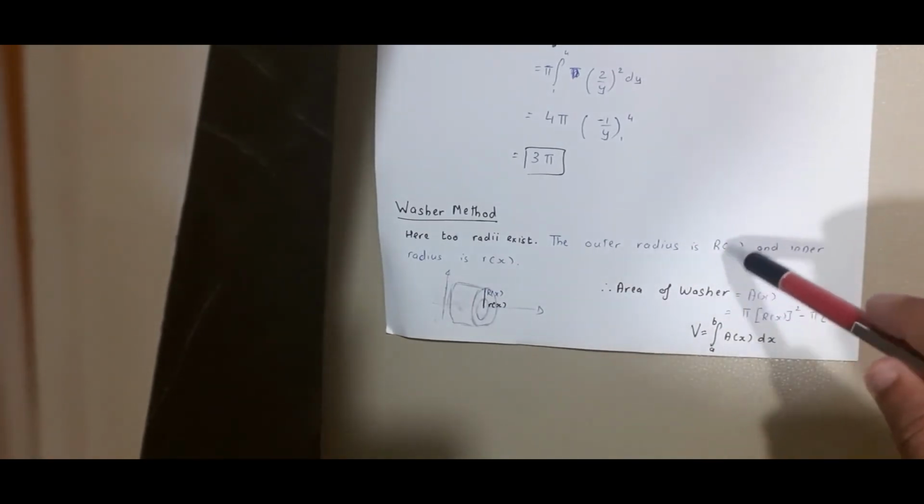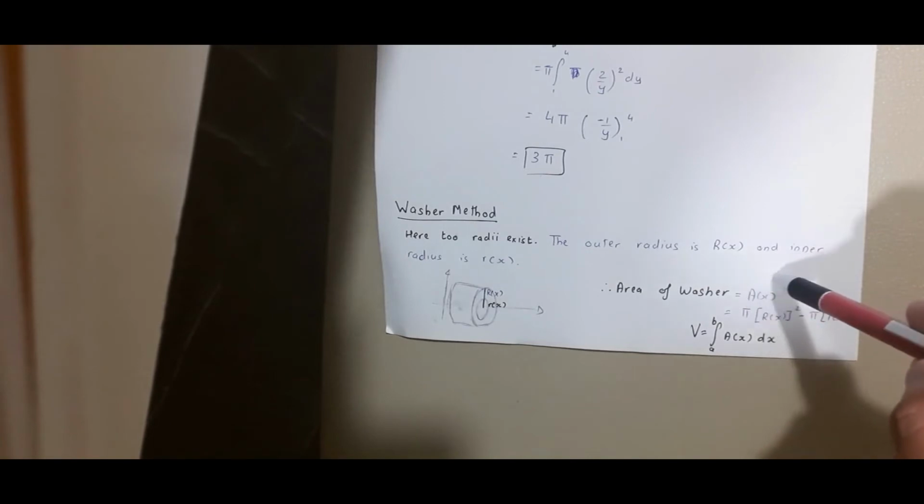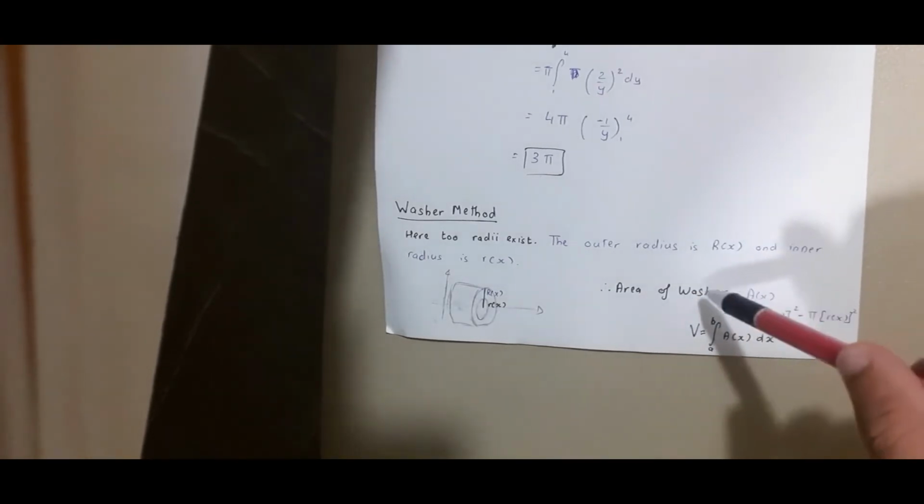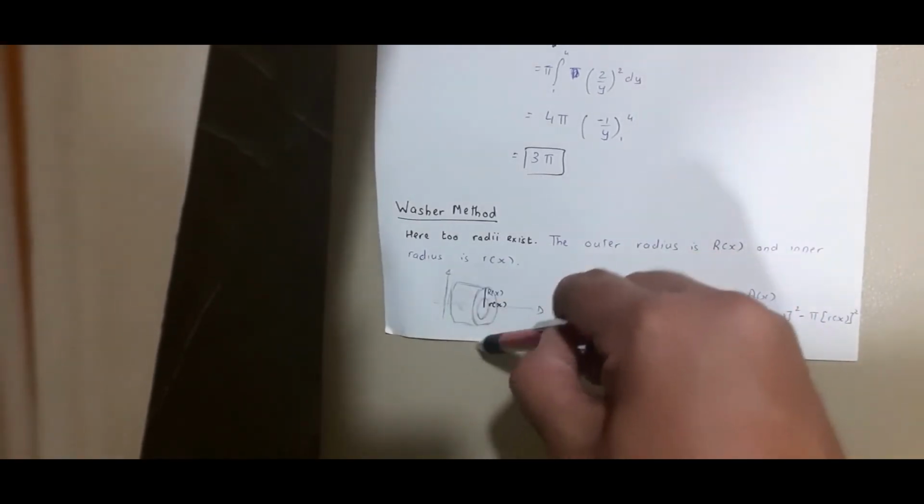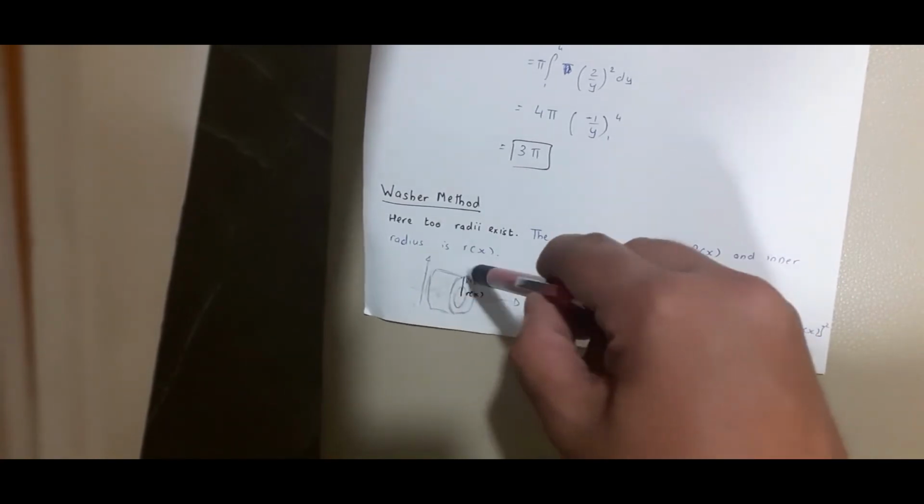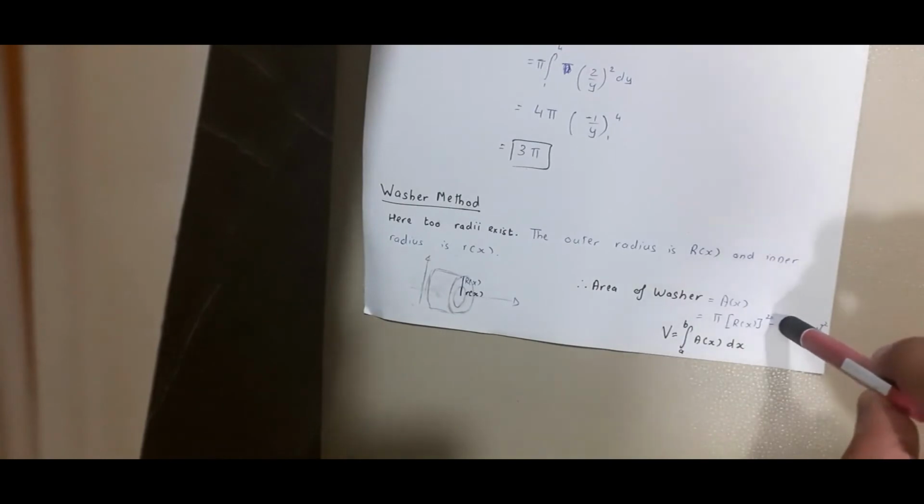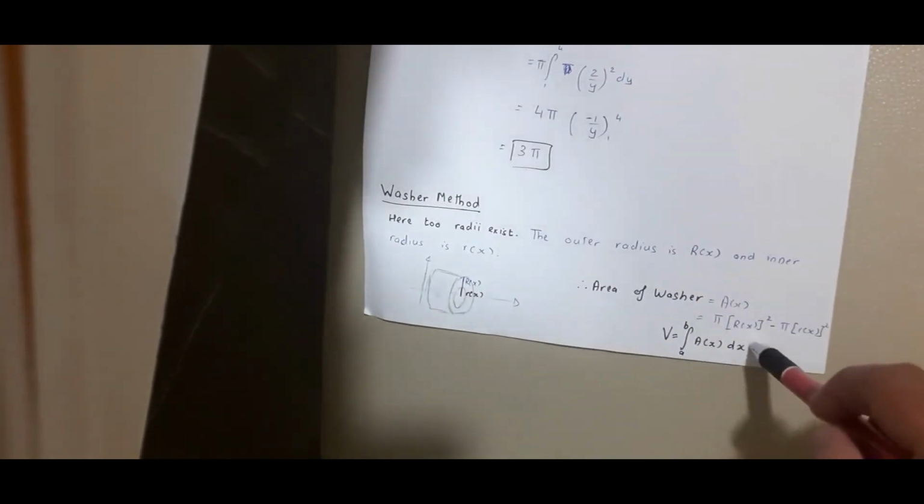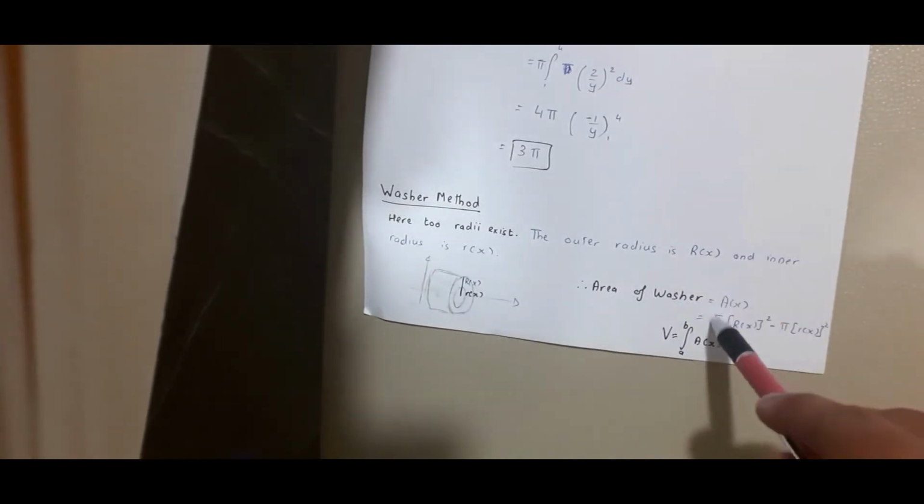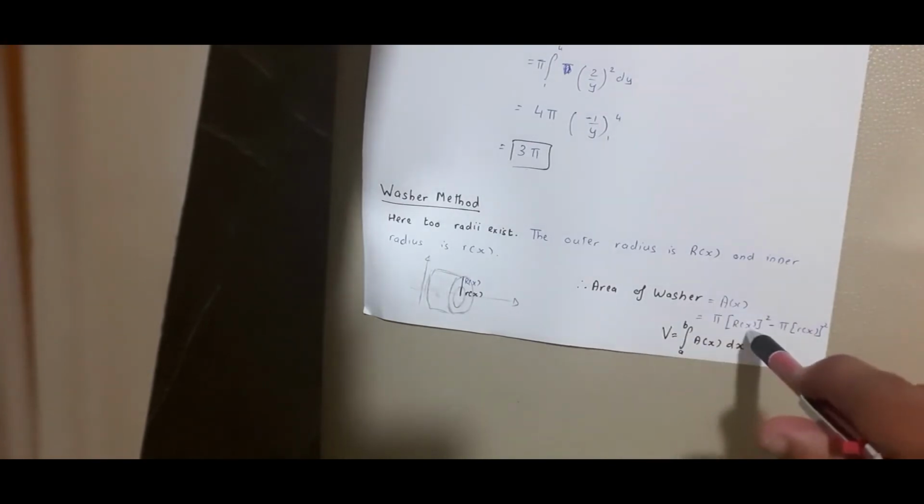And we say the area of the washer, or the area of the object, is equal to A of x, where A of x is going to be the area of the outer circle, outer region, minus the area of the inner region. Since these both are circular regions, it's pi r squared. And the volume will be the integration of this. So this can also be written as, you can take pi out common, outer radius squared minus inner radius squared.